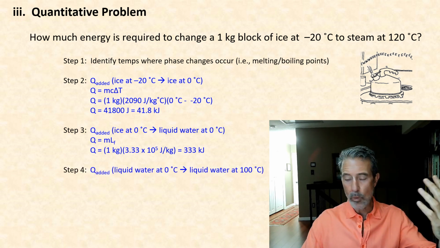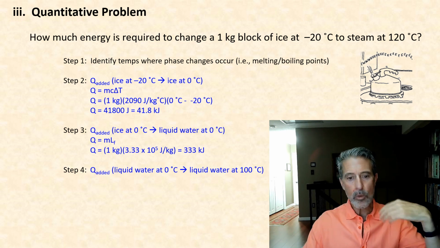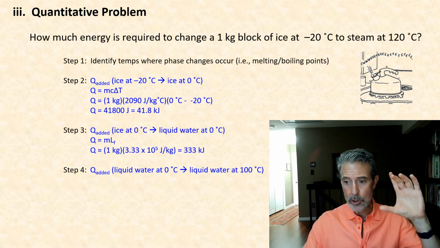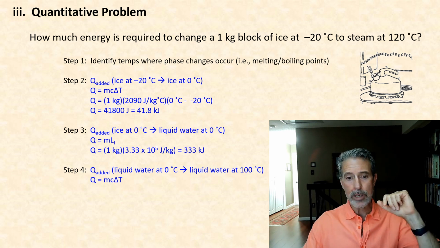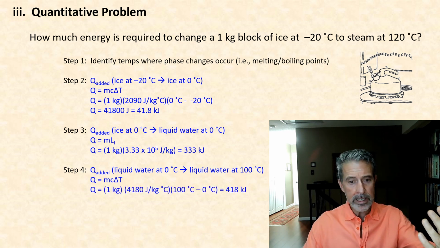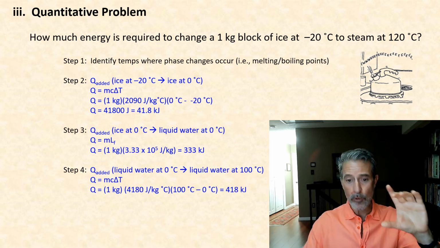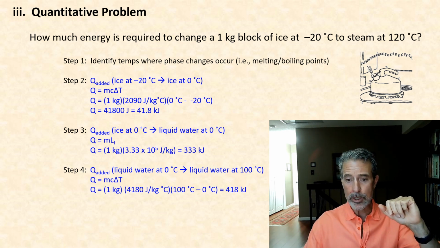The next step, once we've converted everything into liquid water, is that we must raise the temperature of that liquid water from 0 degrees Celsius to 100 degrees Celsius. This is strictly a temperature change. There's no phase change. We use Q equals mc delta T. Again, the mass is 1 kilogram. The specific heat capacity for liquid water is about 4,180 joules per kilogram degrees Celsius.